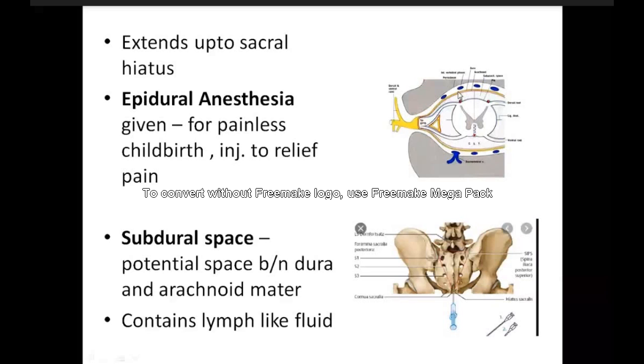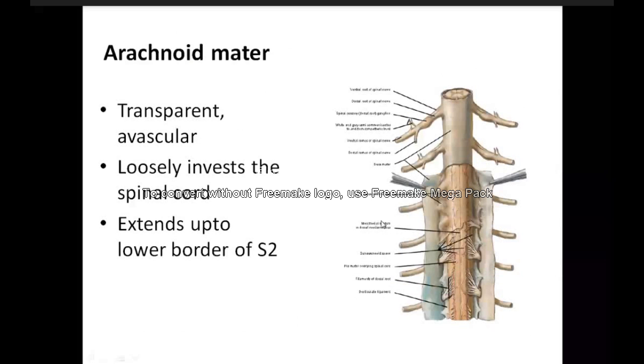Now coming to the next layer, that is the arachnoid mater. So if you reflect, this is the spinal cord here, you reflect the dura mater. Now this is the arachnoid mater here. This layer is transparent and avascular and it loosely invests the spinal cord. So this is dura, and inside the dura is the arachnoid mater. This also extends up to the lower border of S2, the second sacral vertebra.